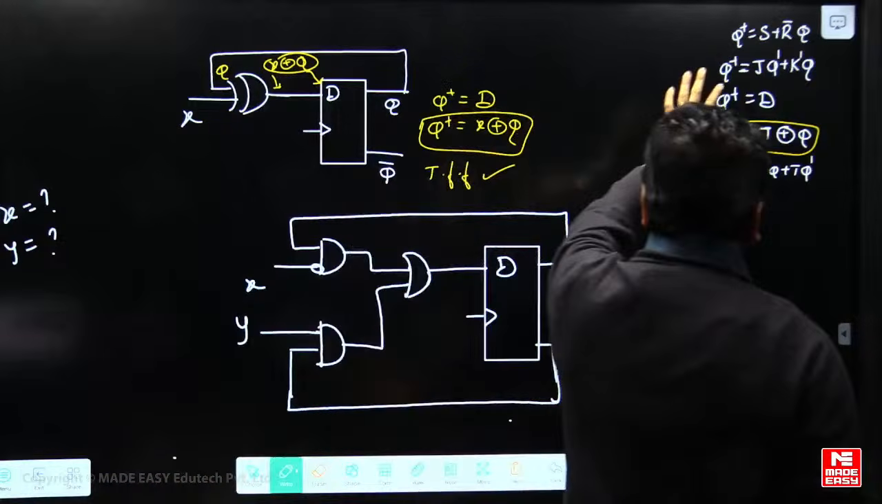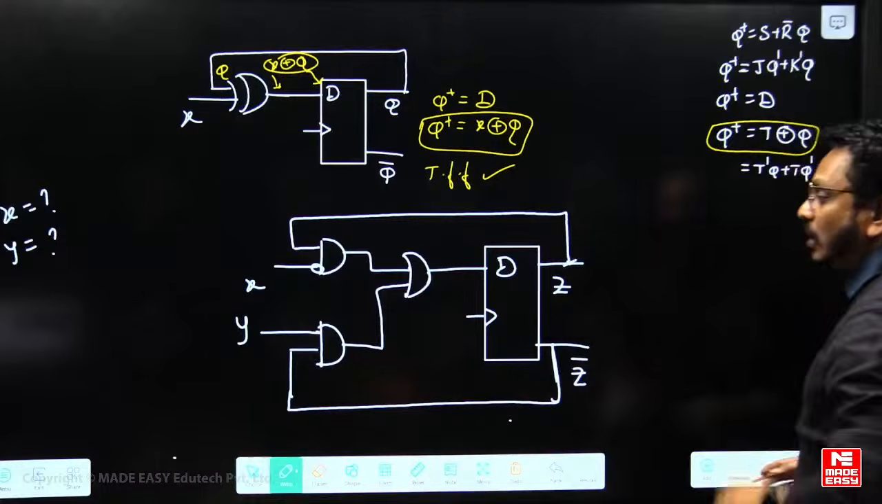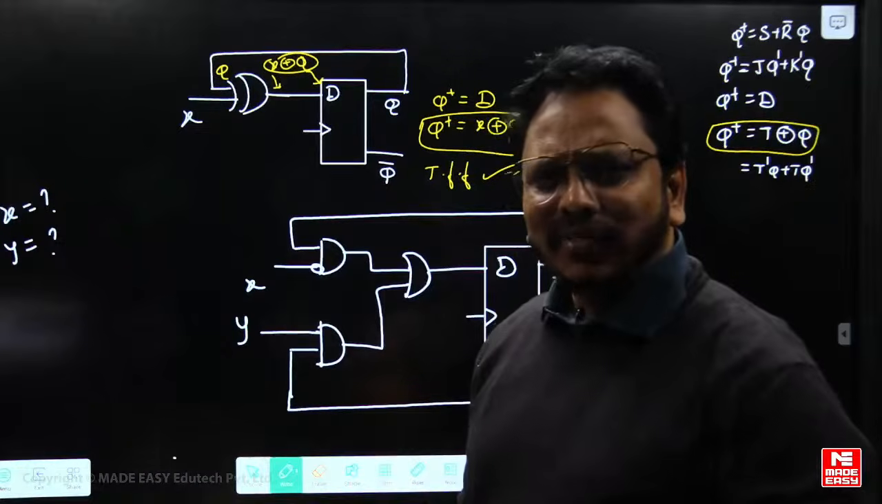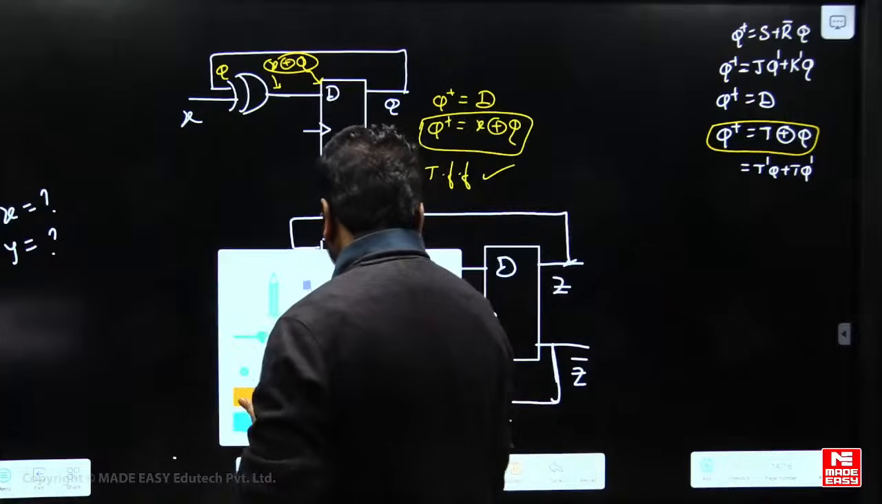Like I said, the characteristic equations you should remember. Once you are able to remember those, handling this one is very easy, isn't it? Say the answers.